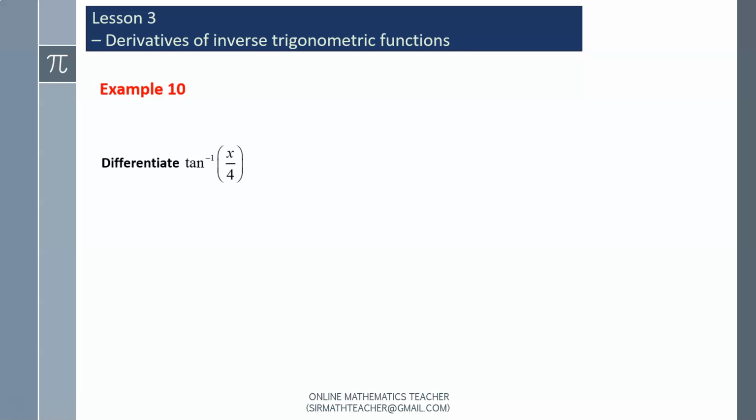Example 10. Differentiate inverse tan of x on 4. So let's differentiate d/dx of inverse tan of x on 4. The a value is 4, so it's 4 over 4 squared plus x squared, which is 4 on 16 plus x squared.